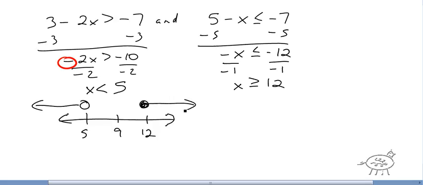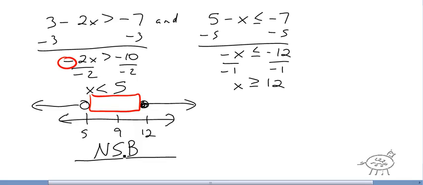Now remember, an AND problem is where the lines overlap. There is no overlapping here. In fact, this area right here is blank, right? There's no overlapping at all. So if there's no overlapping, the answer to this problem on the blank is no solution, baby. All right, there's no solution to this problem.